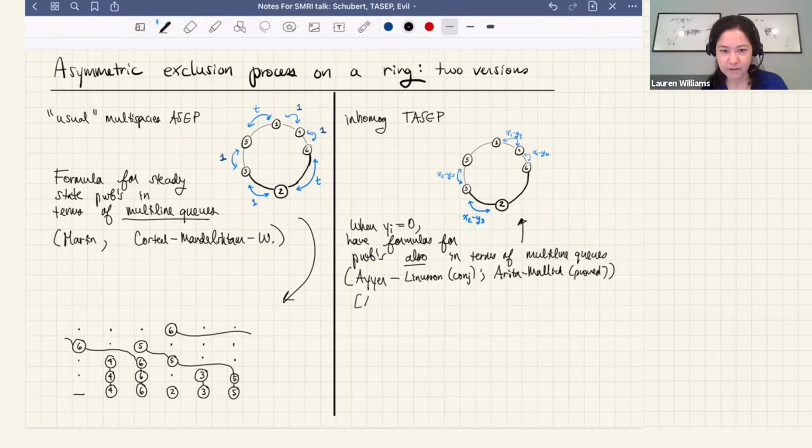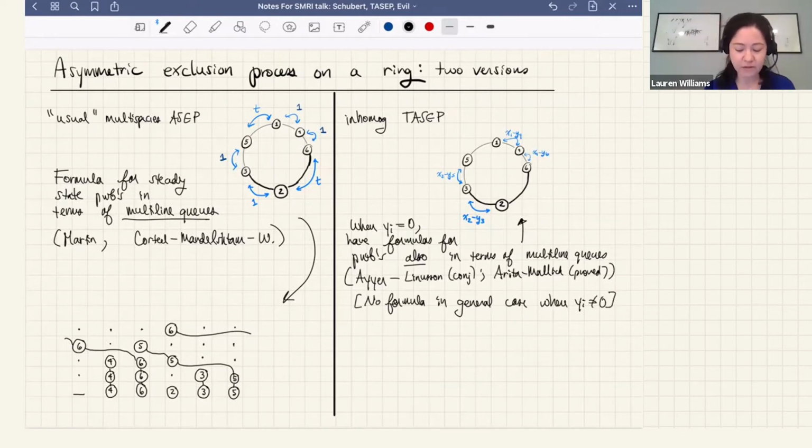But there's no formula actually in the general case where the y sub i's are non-zero. Interestingly, it's a lot harder when you allow the y's to be general. So basically, in these two versions of the ASEP on a ring, there are combinatorial formulas for steady state probabilities in terms of multi-line Qs, although not in complete generality in the case of the inhomogeneous TASEP.